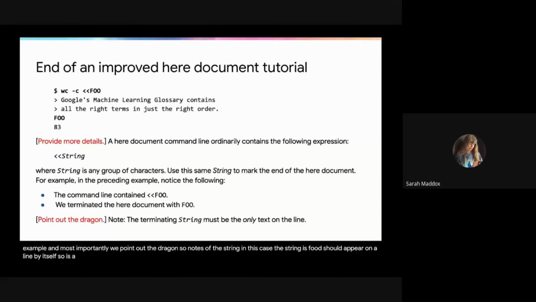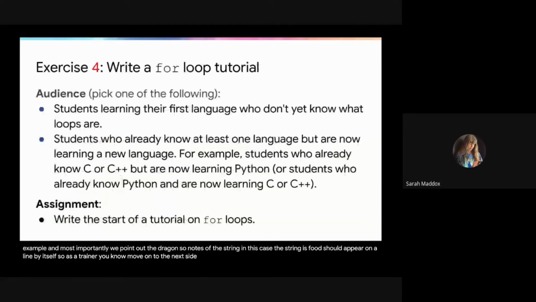So as a trainer, you'd now move on to the next slide. And the next thing you're going to ask your students to do is to actually go ahead and write a tutorial. In this case, it's a for loop tutorial. So tell your students that you are going to give them 10 minutes to work by themselves, and that you'll then ask if anyone else needs any more time.